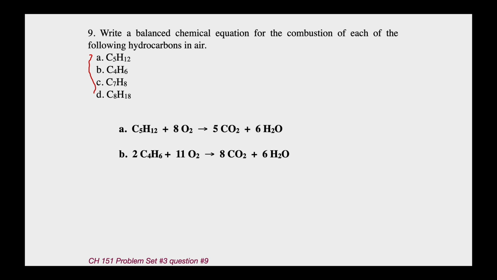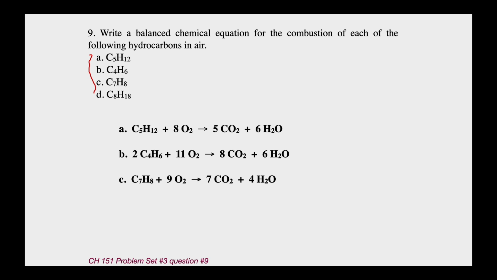The next compound, C7H8, same kind of thing. Add some oxygen to it. Carbon goes to CO2, hydrogen goes to water. Balance the oxygens when all is done. C7H8 plus 9 O2 makes 7 CO2 plus 4 waters.